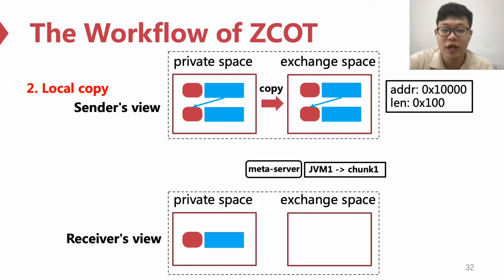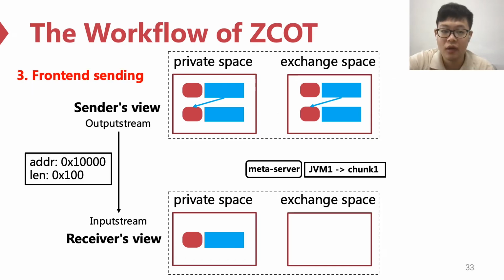When receiving the chunk, the sender will copy an object from the private space to the exchange space, whose address is given by the response. After copying, it will also maintain the metadata, including the start address and the length of objects. Afterward, the sender will send the metadata through the output stream and input stream via the front-end sending. Now the receiver will receive the metadata and use it later.